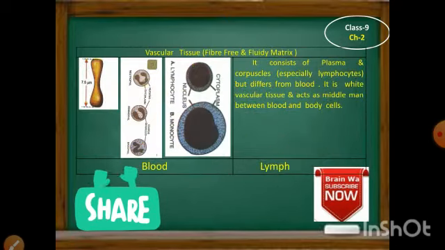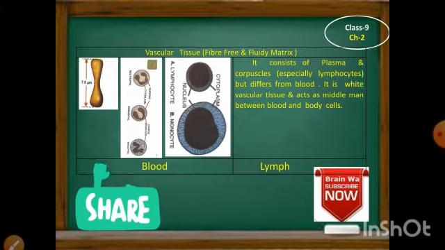Now, vascular tissue, the fiber-free and fluidy matrix. In this case there is blood and lymph. Blood is the red vascular connective tissue and is composed of plasma and blood corpuscles. Plasma makes up 55 to 60% of blood, and plasma is composed of 90% water. In plasma, there are proteins: albumin, globulin, fibrinogen, and prothrombin.